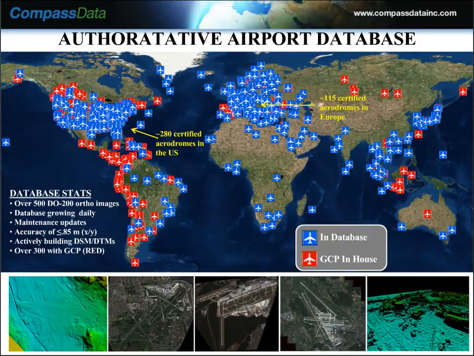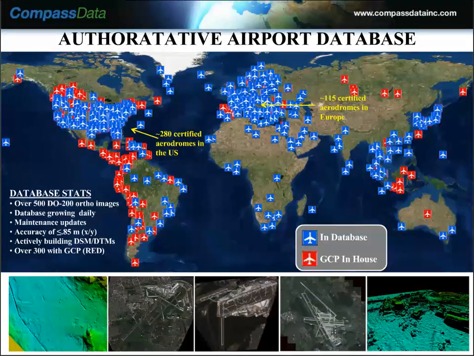And here you see our airport database. This is also available online. If you go to our website, you can download a KMZ or a shapefile, and it indicates the distribution of our locations and gives you a thumbnail. You click on it and you see the image, the date of the image, and the accuracy of the image. What you're seeing here is that the blue is in our database, and the red is where we have the DO-200 GCPs that cover that airport in-house.